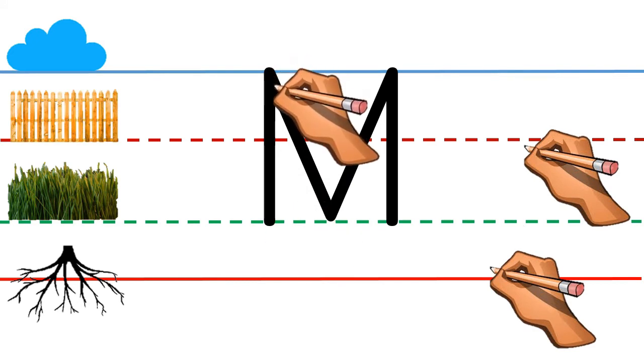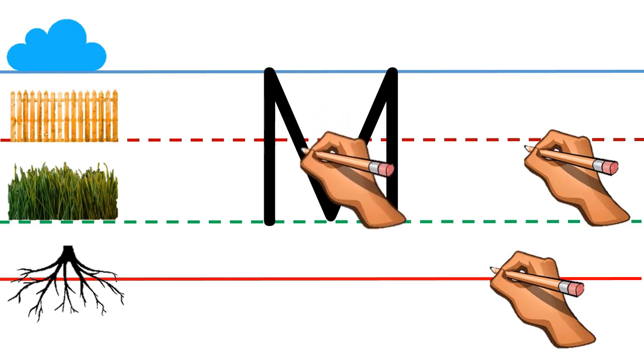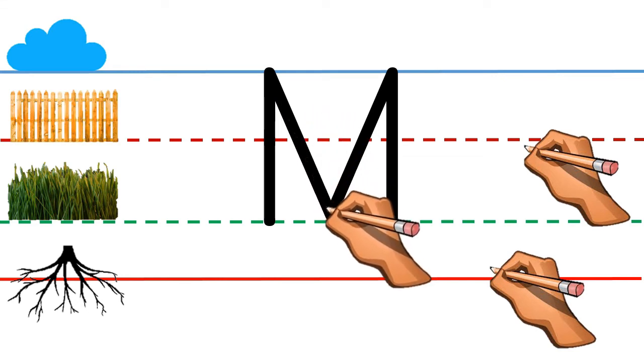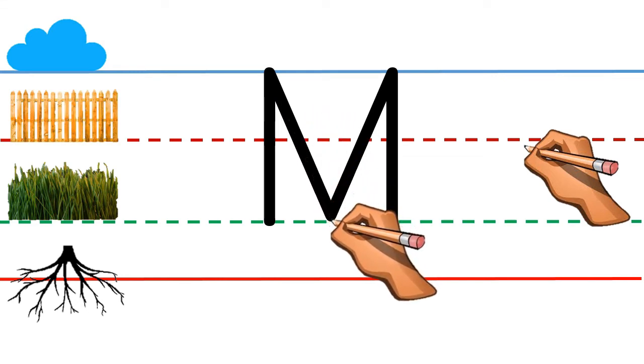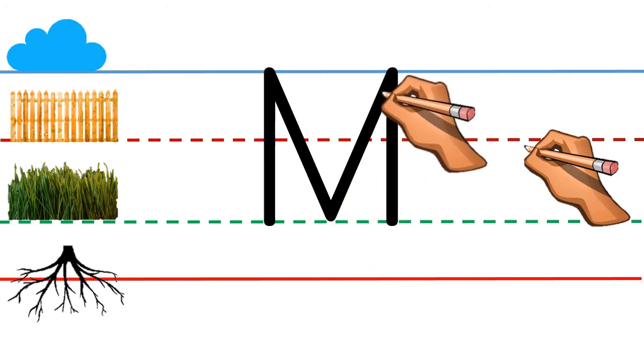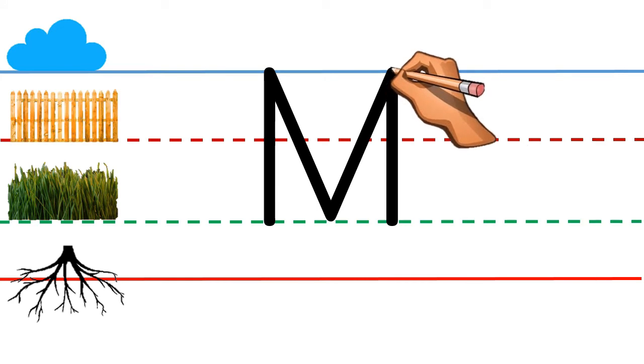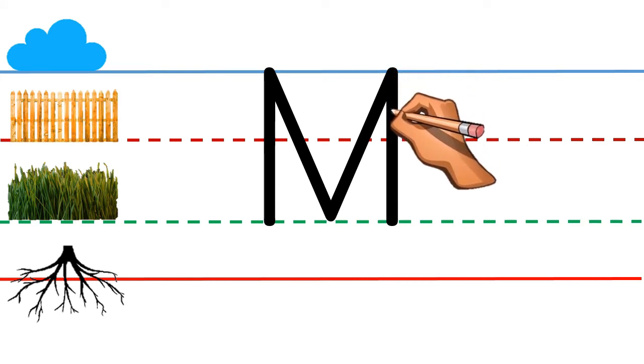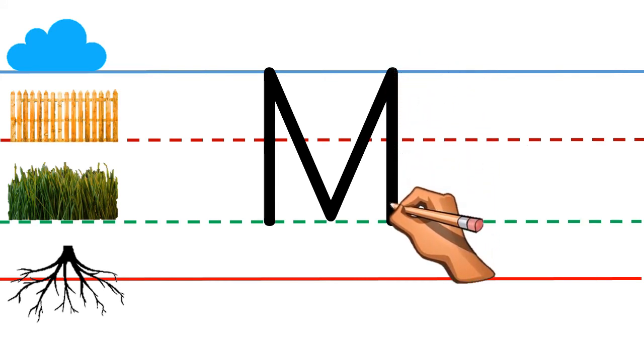Now put your pencil on the skyline again, make a slant and touch the grass line. Now go back up while making a slant line and touch the skyline. Now make a straight line from the skyline to the grass line.